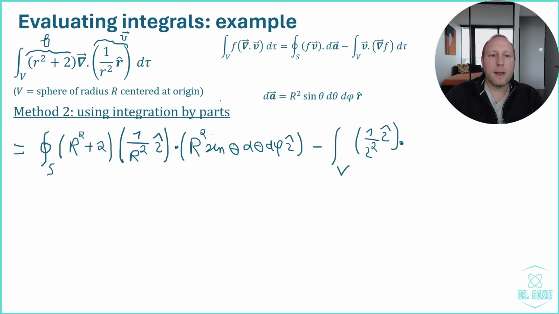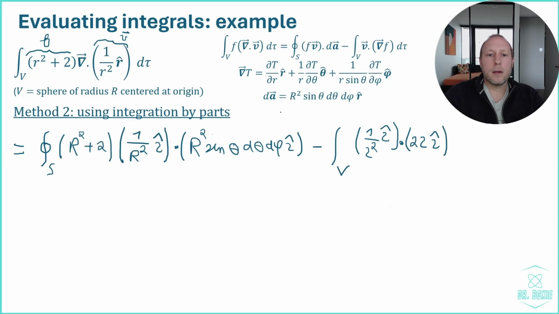f is r squared plus 2, and we need to calculate its gradient. Now, the gradient in spherical coordinates was given by this expression, and again, the scalar field does not have, in our case, a theta or a phi dependence. In other words, we're only left with the first term, which is the partial derivative of that function with respect to r times r hat. And so if we take the partial derivative of r squared plus 2 with respect to r, we're left with 2r times r hat, times d tau, and d tau is r squared sine theta dr d theta d phi.